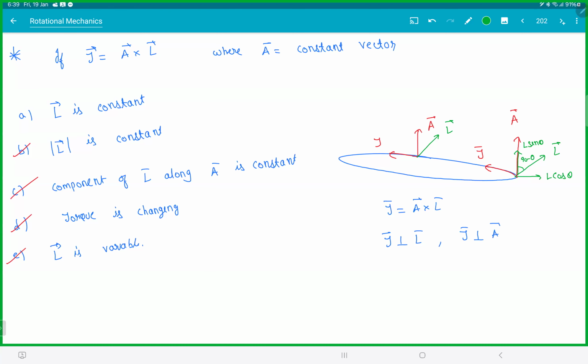Clear? Maulika, Vartika, clear with this? Rehan, Aryan? It's a good one.